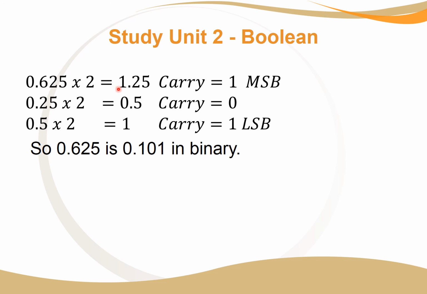So just to recap, if we multiply by 2 and you have a 1 here, that means you have a carry of 1. Then you take the remainder 0.25, and we multiply that by 2 in the next step. And then we check for a carry, so 0, 0, and then we carry on in that process until we get to 1. The previous time we stopped at 0, here we stop at 1.